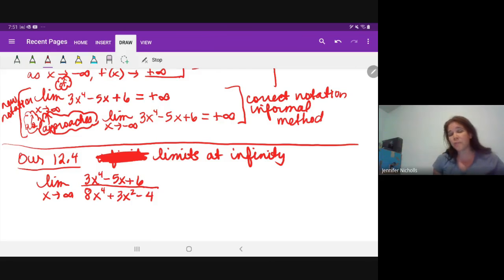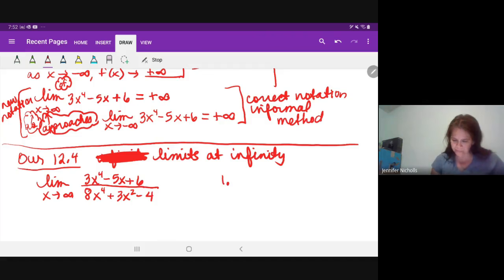The reason we need to know how to get there legally is what if there's an e to the x in there? What if there's a sine x? What if there's a cosine x? What if there's a logarithm? Your polynomial method's not going to work. So we're going to show you the official way so you have some other ways to handle this. Let me give you instructions.